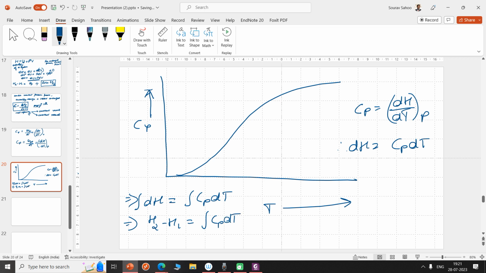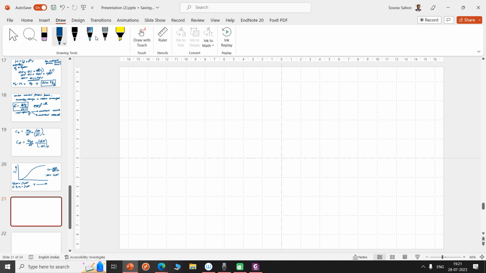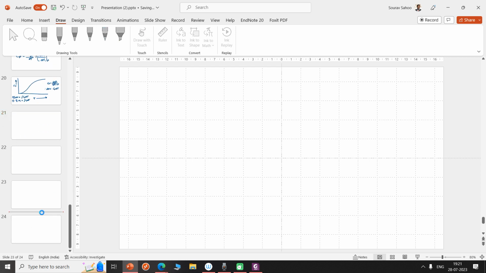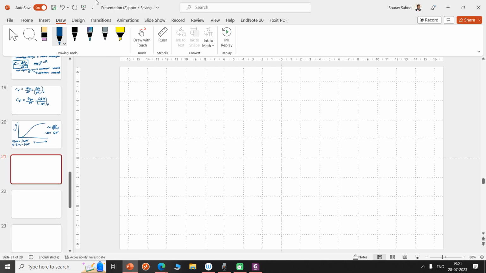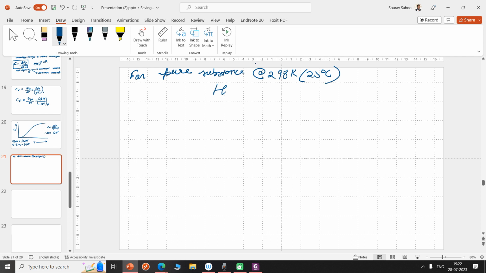So for phase equilibria, what we assume, in phase equilibria we assume that for a pure substance at 0 Kelvin, sorry, at 298 Kelvin. So for a pure substance at 298 Kelvin, that's 25 degrees centigrade, my H is equal to 0.